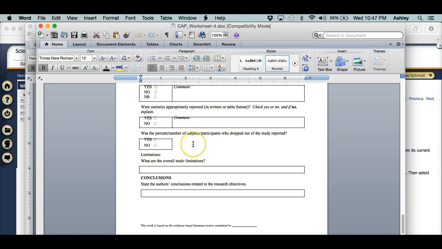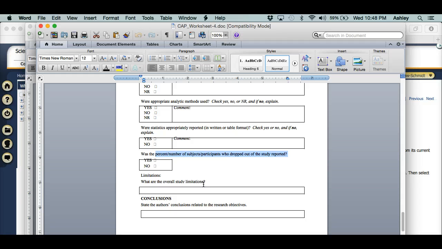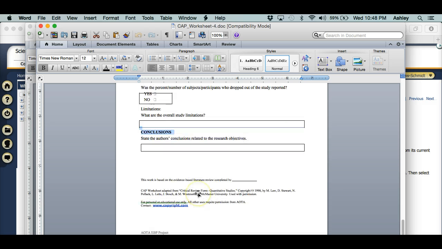So again, that's the lost to follow-up number, or it may state it as that percentage or number of subjects or participants who dropped out. But that is your loss, essentially your loss to follow-up number, or it could literally say this. You're going to discuss, were there any limitations in this study? And then you're going to put a conclusion.